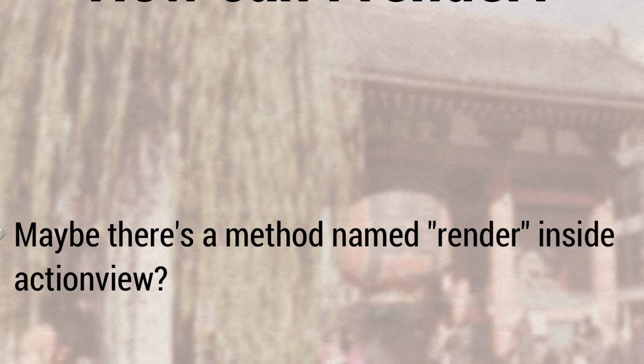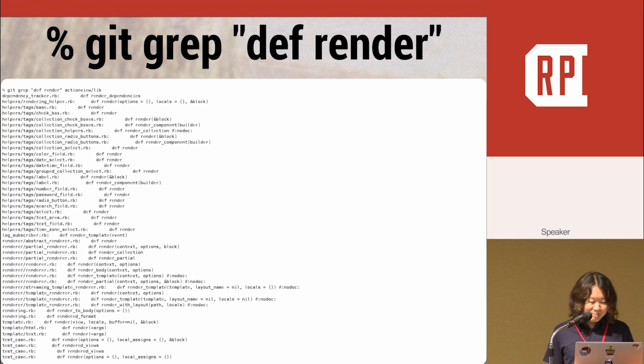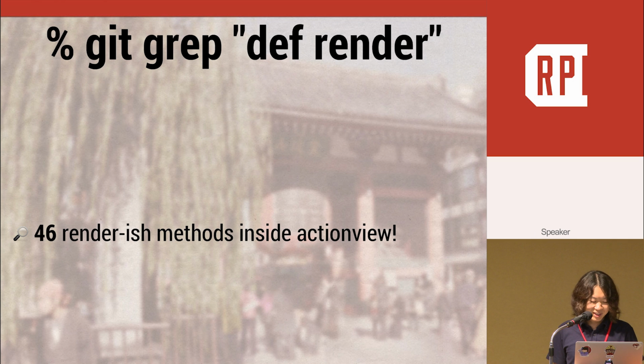But how can I use ActionView? How can I render using ActionView? Maybe there's a method named render somewhere inside the ActionView component, I guess. There should be. Okay, let's grab the method definition, like git grep def render. So here's the output. You'll find 46 render methods inside ActionView. It's quite impressive.